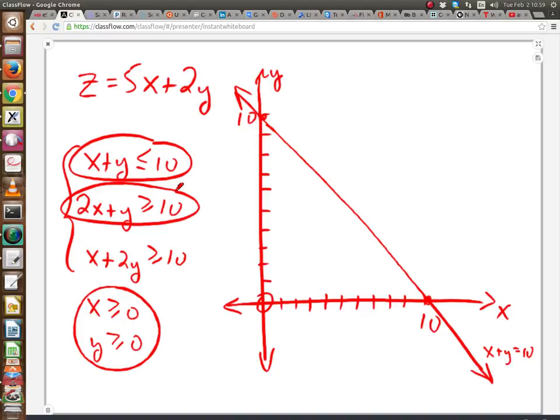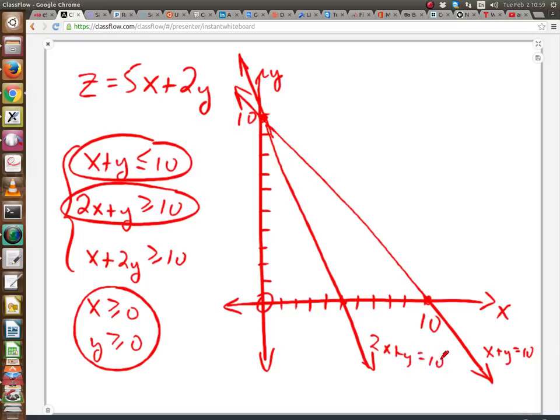2x plus y equals 10. So let's say that x is 0. What's y? It's also 10. Okay. But what's y? If y is 0, 2x equals 10, x equals 5. So it goes through this point and this point. Connect the dots. And this is 2x plus y equals 10.